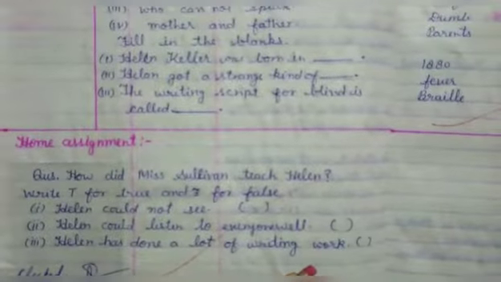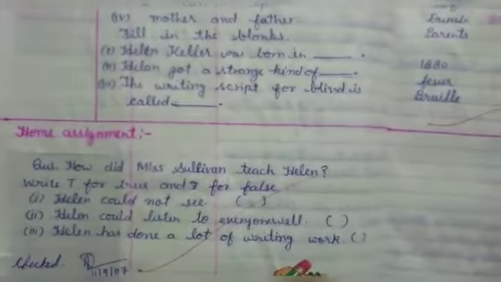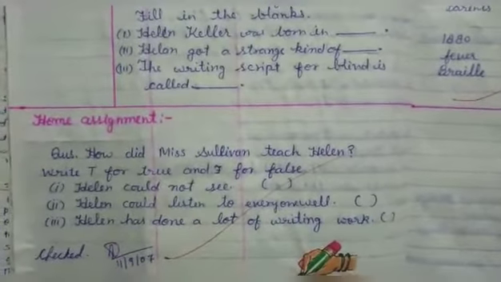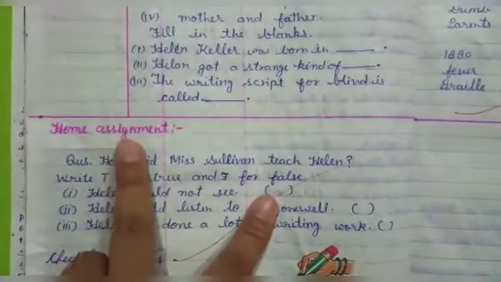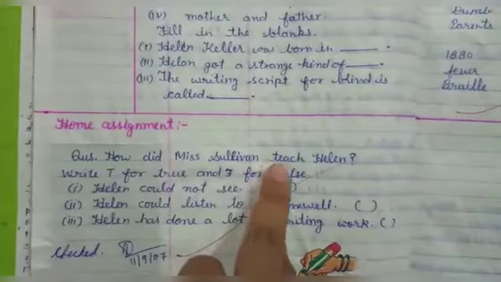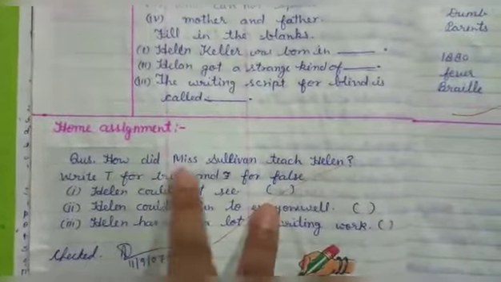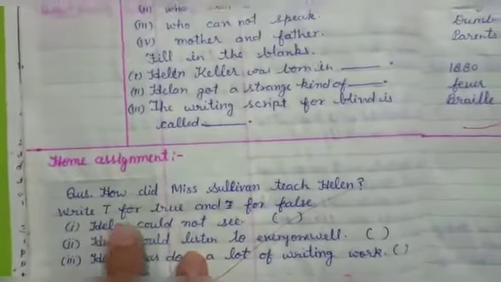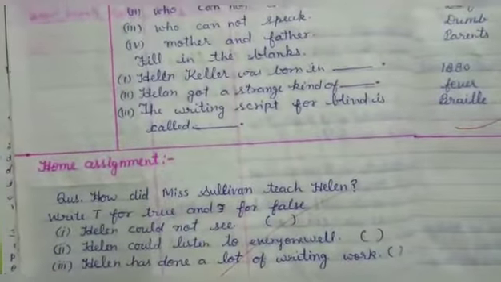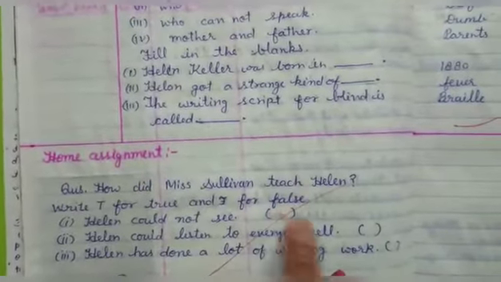Last, we have the home assignment, which includes assignments that the pupil teacher will give the students to do from home. Here, the home assignment given to the student is: question, how did Miss Sullivan teach Helen? So the students will have to answer it. Then we have write T for true and F for false. There are some statements and the students will have to mark if they are true or false.